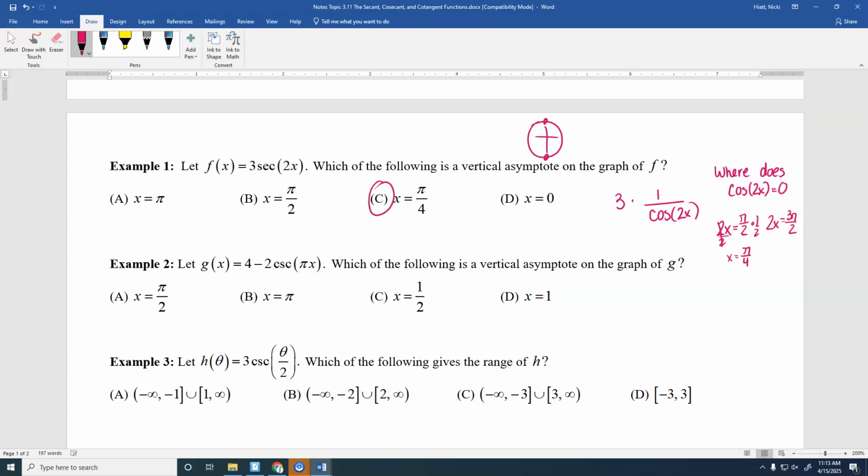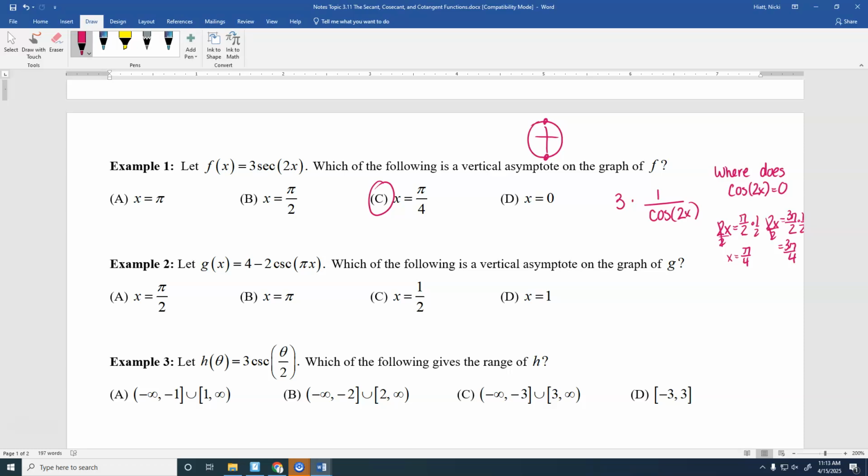I don't actually end up having to do this one because that would give me 3 pi over 4. It's not an answer choice. They only gave me one of the answer choices there. Unless answer choice C was pi over 4 and 3 pi over 4, they wouldn't give you both of those as answer choices.